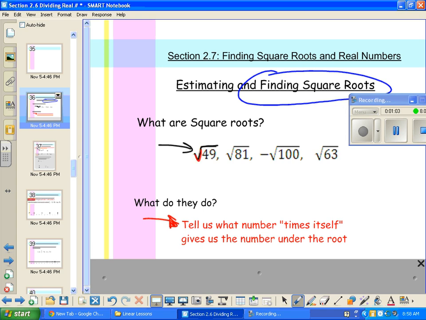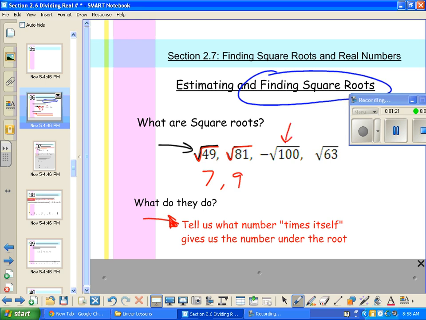So in this case, square root of 49. What number times itself gives me 49? In this case, that's 7. Same thing with this next one, square root of 81. What number times itself? That's another way we can replace that square root. Think of those words. What number times itself gives me 81? In this case, that's 9.